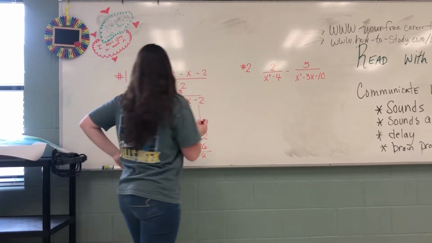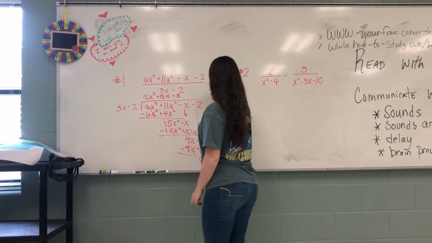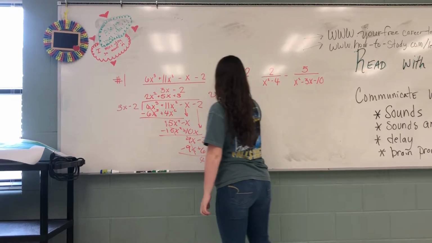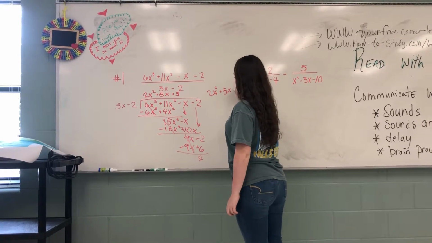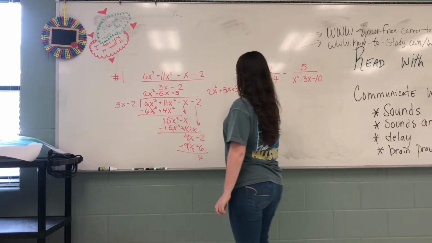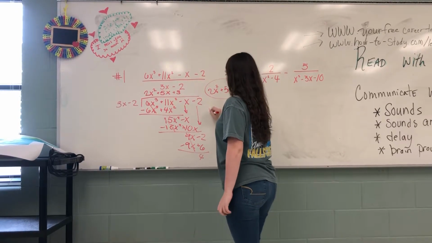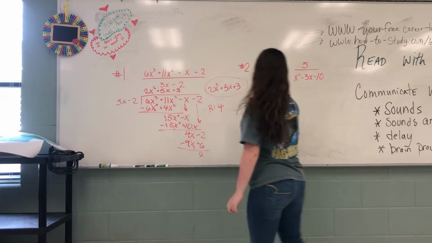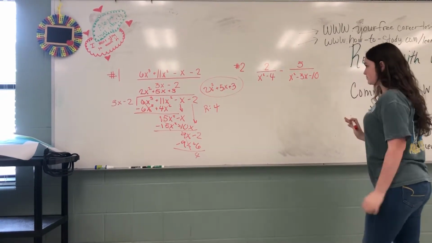So now your answer, your quotient, is 2x squared plus 5x plus 3, and then your remainder is 4. Now for your second problem.